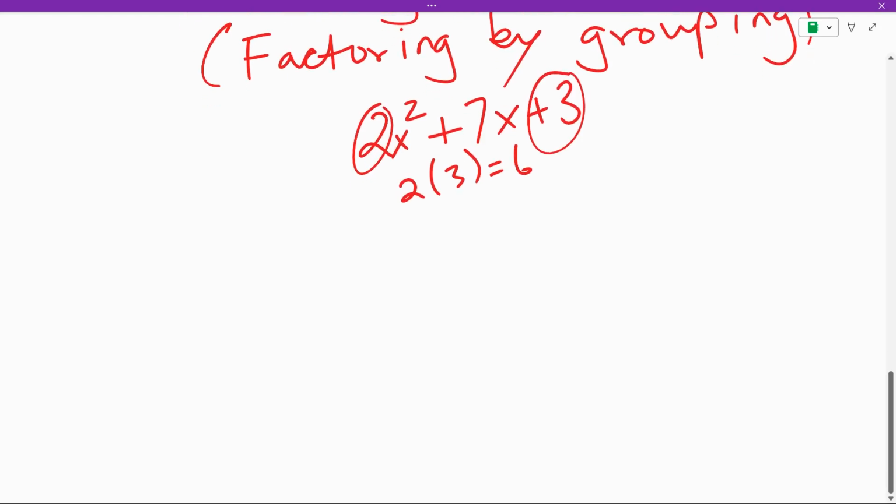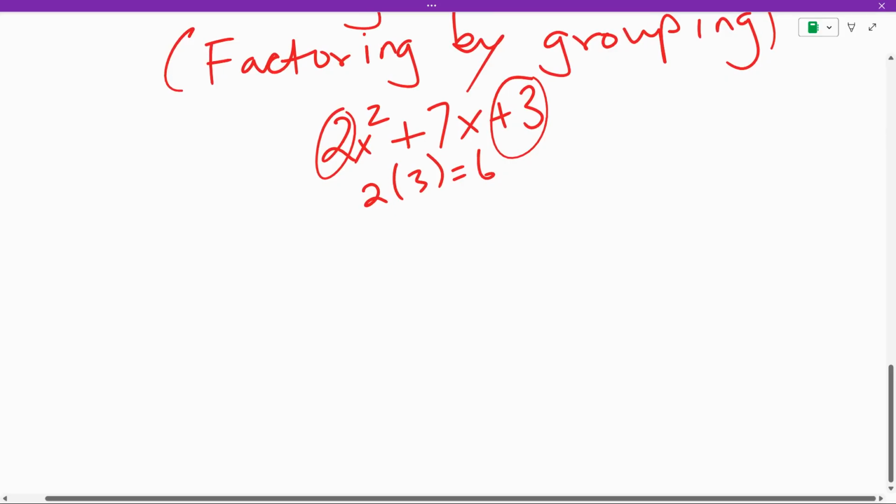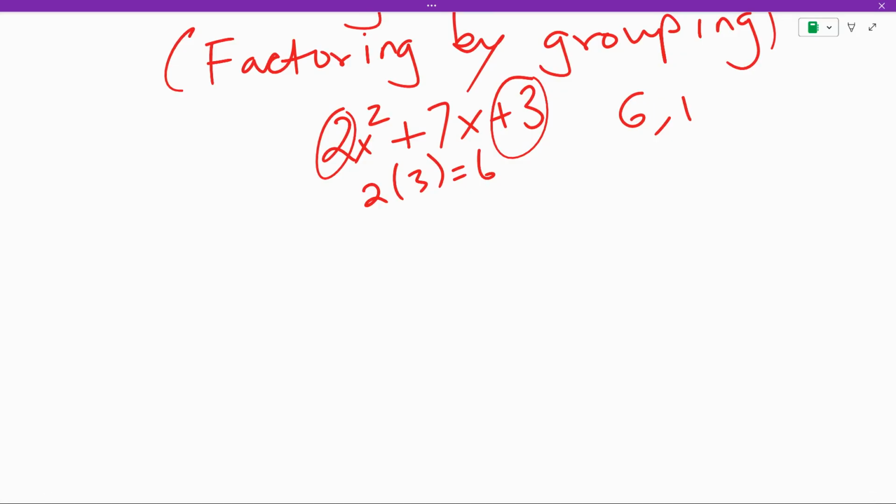What are two numbers that multiply to 6 and add to 7? Well, 6 and 1. This set of numbers works because 6 times 1 gives you 6, and 6 plus 1 gives you 7. So then we have 2x squared, and we rewrite the middle term bx using these two numbers: 2x squared plus 6x plus x plus 3.